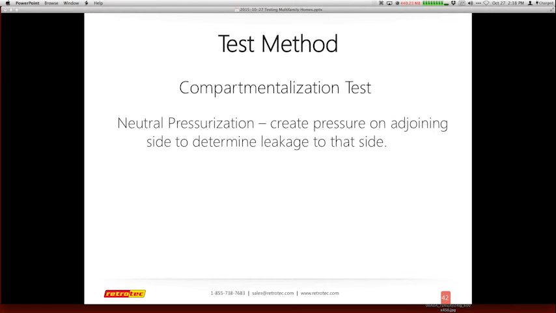I'm assuming the sound is out there. Somebody else said they lost sound. Hopefully the sound is still good. Anybody else lost sound? Good, still good. Okay, a couple of people say it's still good.